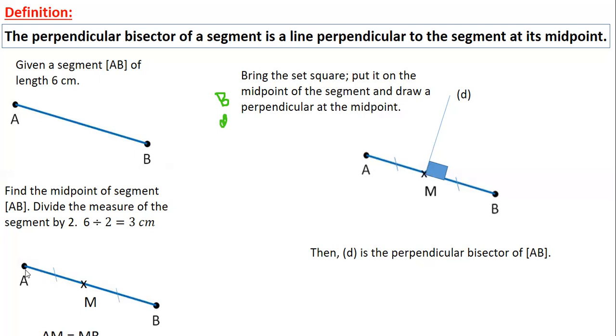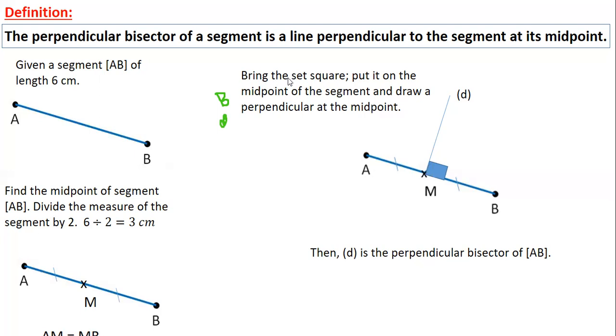I want to ask you, what is the measure of AM? It is 3 centimeters. What is the measure of MB? It is also 3 centimeters. So the segment AM is equal to the segment MB. That's why I use these marks on my drawing, a dash on AM and a dash on MB. This tells the one looking at your figure that AM is equal to MB.